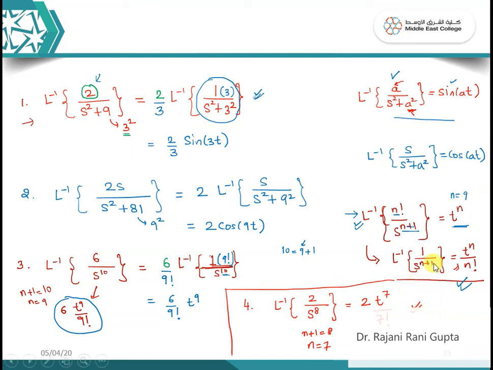Now what you can see is that whenever we apply the inverse Laplace operator to any function of s, the answer should be in terms of t, a function of t. There should not be any s term, because if you are getting any s term, it means you made a mistake somewhere. See, all the answers: no s.